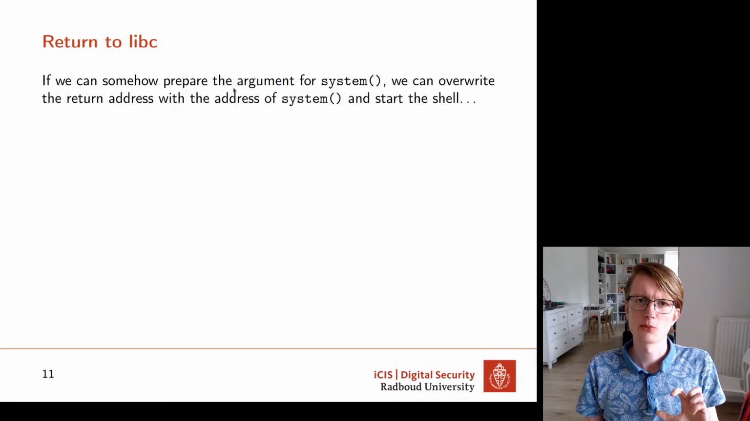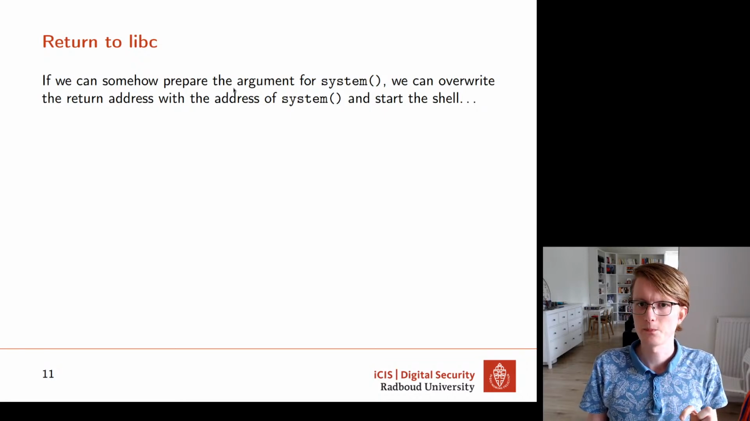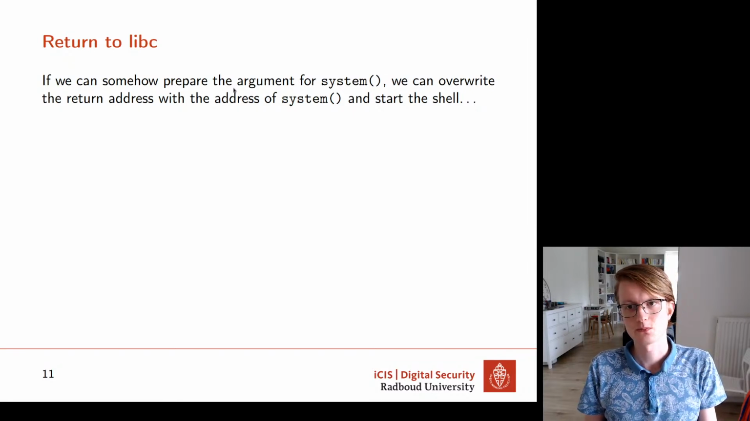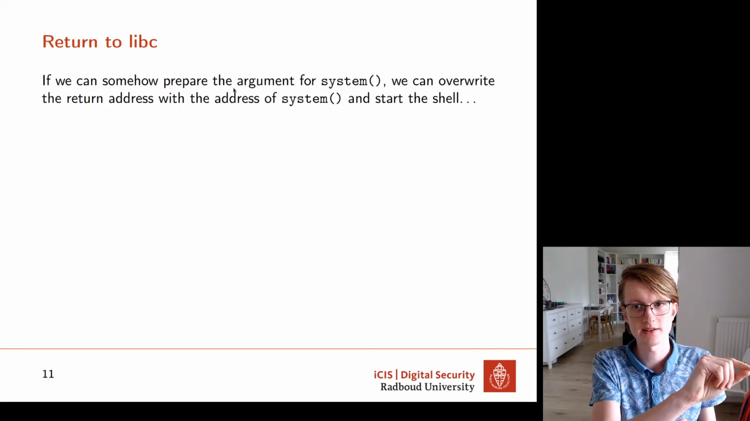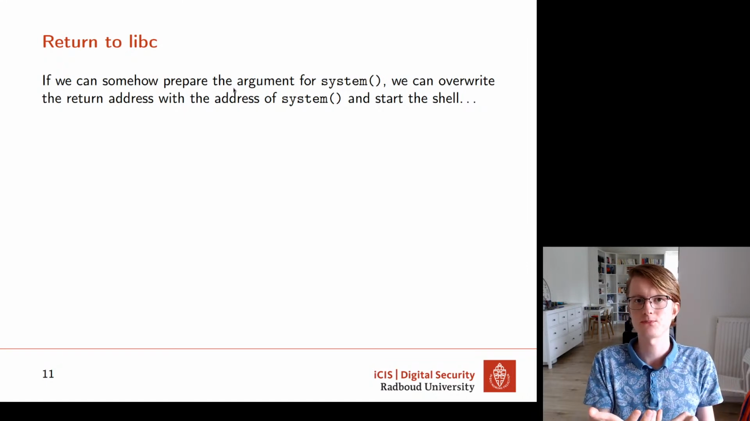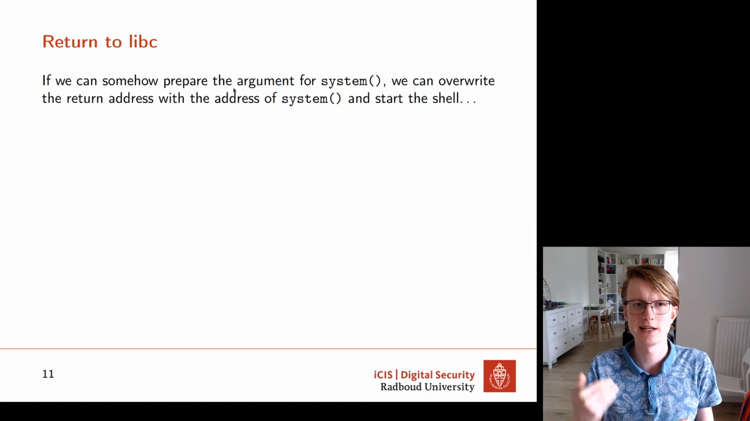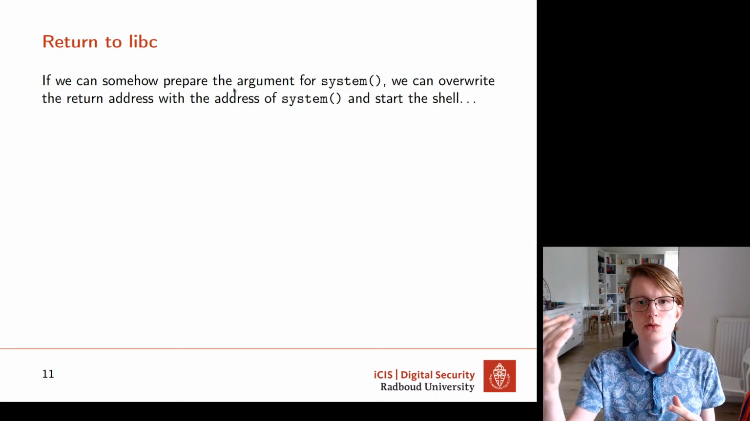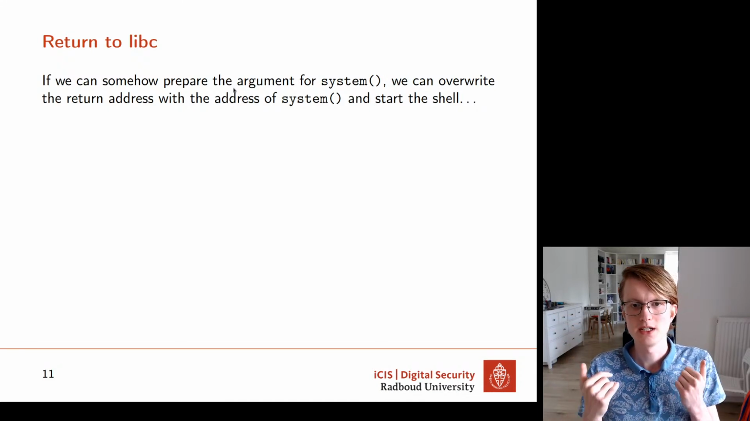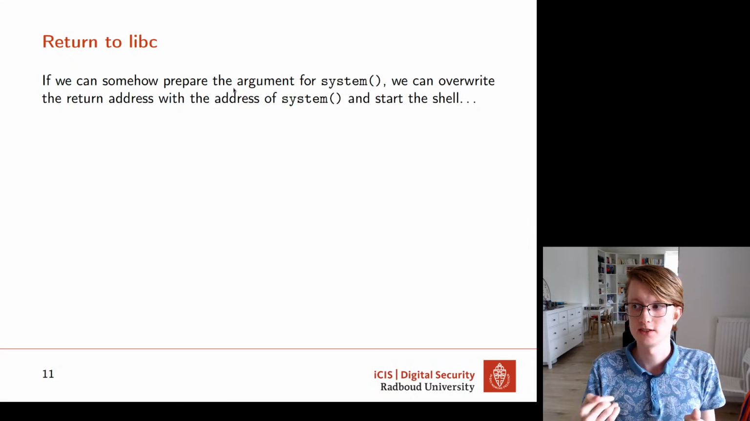So if we can somehow prepare this argument for system, and that can be in the data segment because that's just data, we can overwrite the return address with the address of system, and then system will read the argument that we prepared, and then it should start the shell for us. And this is called returning to libc, because we are using the return address to get something in libc to do our dirty work for us. But that means that we need to get this argument in place, which is tricky.